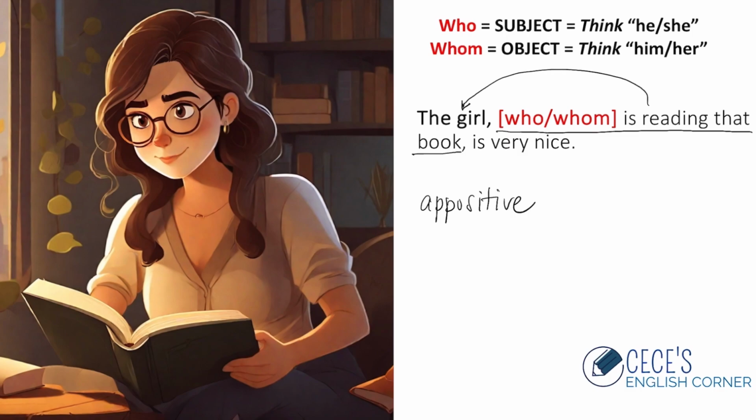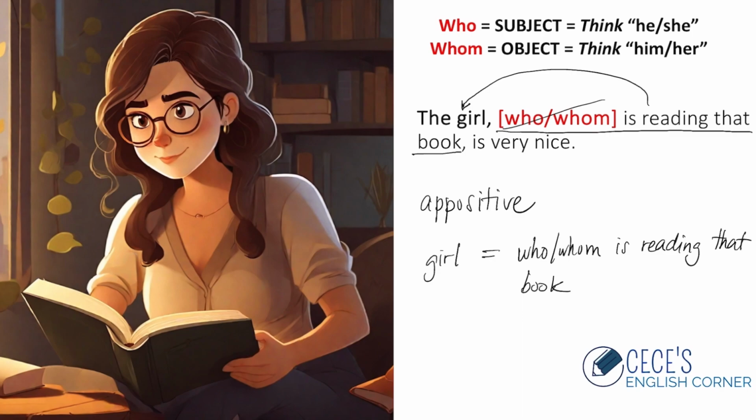It's referring back to the girl. So, in this example, we're providing information about the subject of the sentence. The girl equals who or whom is reading that book. We should in fact use who because we're referencing the subject of the sentence. Another way to think of this is that we can replace who or whom with she. We can say she is reading that book. So, remember our rule. If we can use he or she, we should use who in the sentence. So this should say, the girl who is reading that book is very nice.